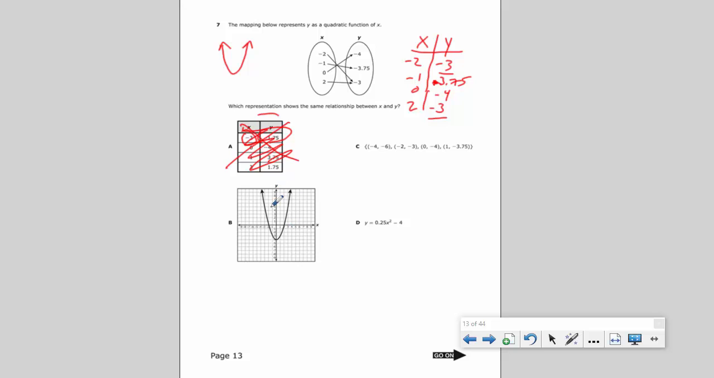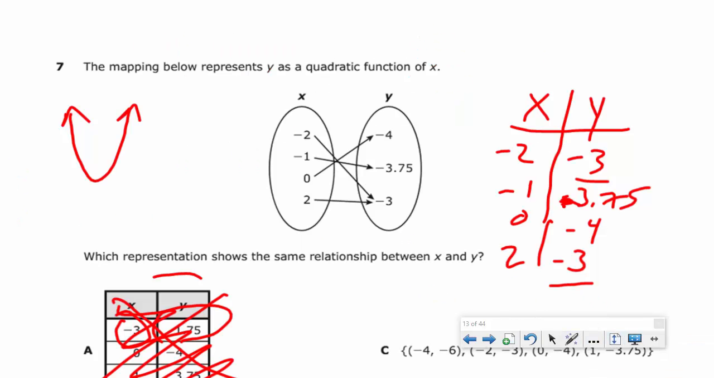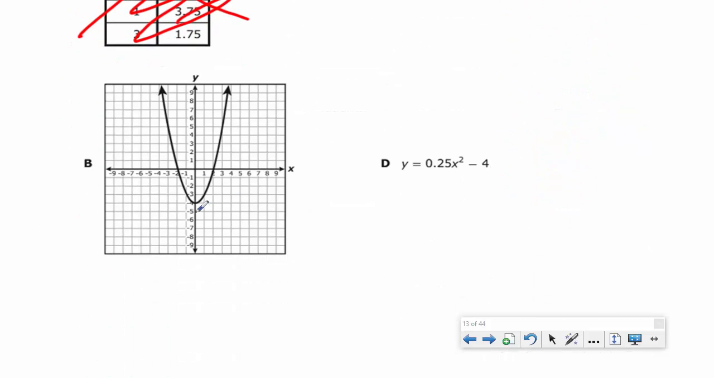Okay, so now we're going to check this. Does this graph look like my graph? I really want to zoom in on that one. Does this graph look like my graph? This graph crosses the y-axis at -4. I notice that's where the vertex is. So let's take a look at my graph. Let's just see if it compares at all.